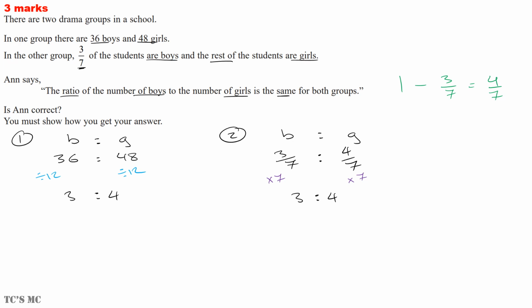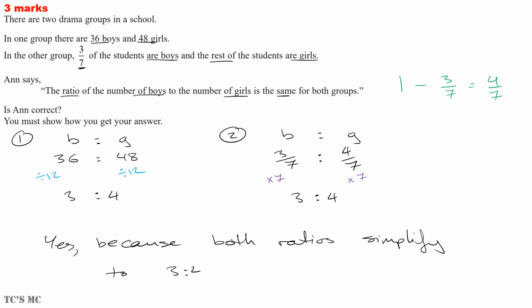To answer the question, is Anne correct? We can say yes, and then justify it, because both ratios simplify to 3 to 4, and that is our third mark.